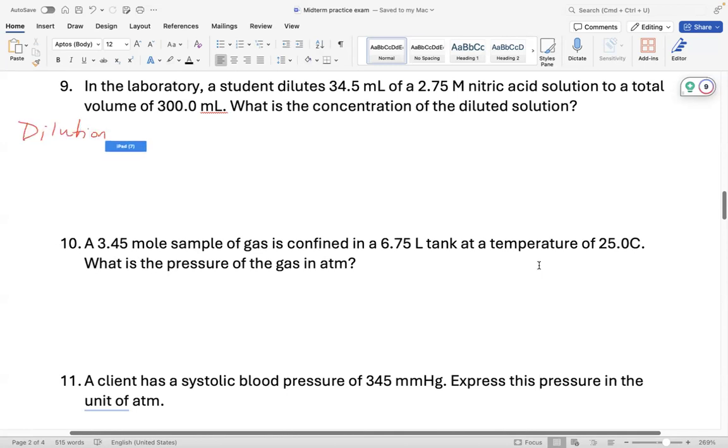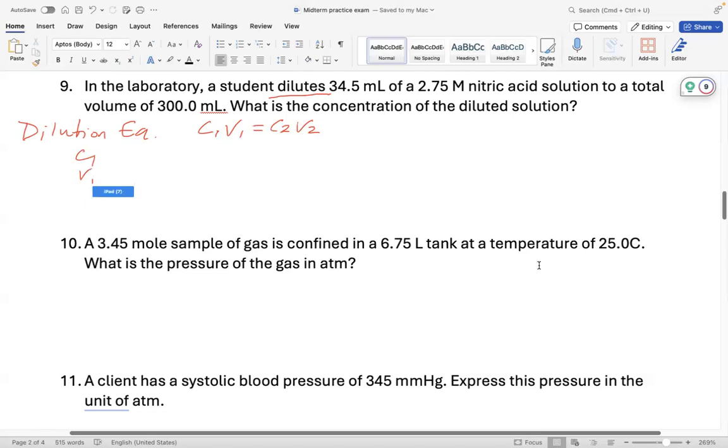How I want you to be able to identify this is it uses the word dilutes in it, and it gives you three different values. And the dilution equation has four values, so three different values leaves you solving for one value. Remember the dilution equation is C1 V1 equals C2 V2, given to you on your formula sheet. You just need to identify that this is the problem you would use that formula for.